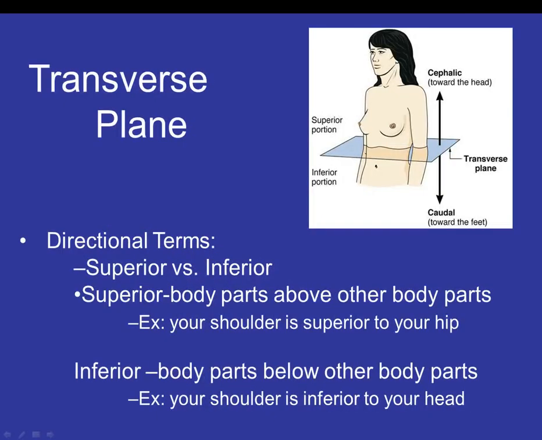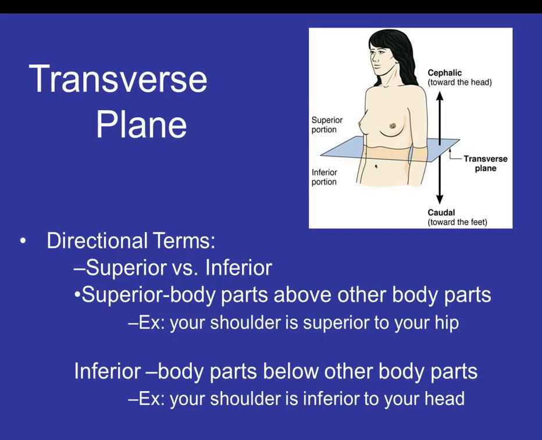All right, so talking about the transverse plane. The transverse again is the one that will divide you into the top and the bottom. So our directional terms associated with the transverse plane are superior and inferior. Superior means body parts above other body parts. For example, your shoulders are superior to your hips because your shoulders are above your hips.